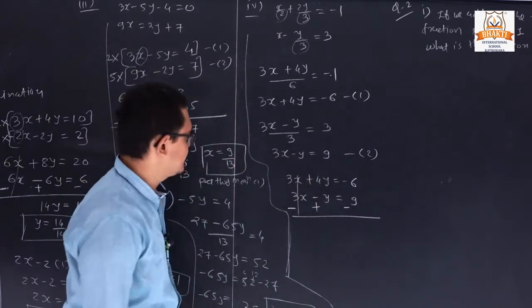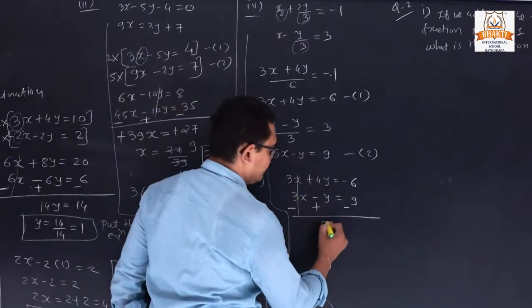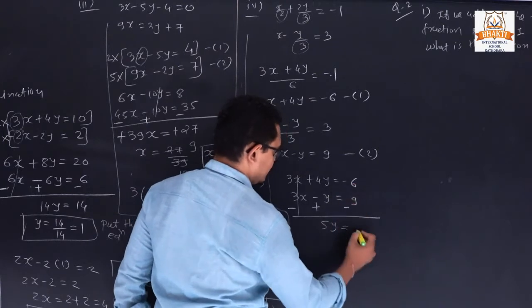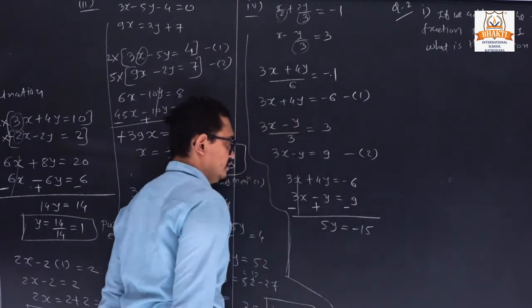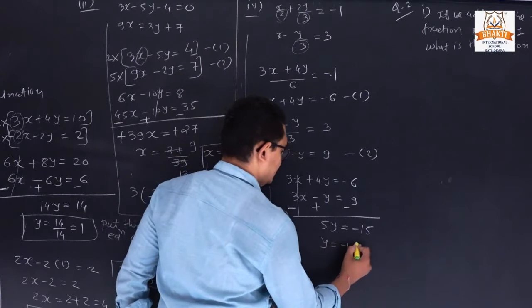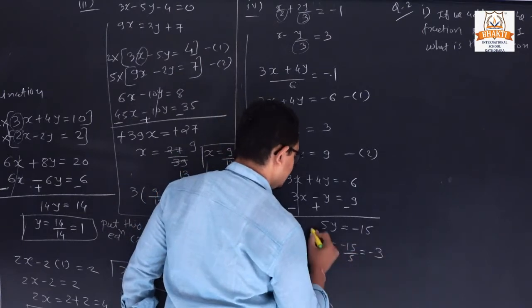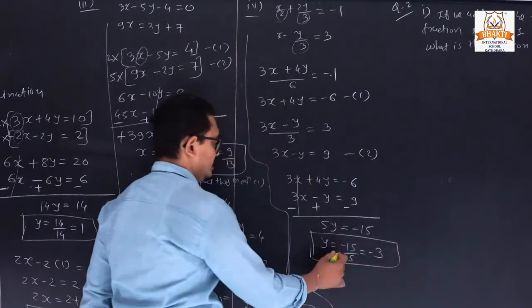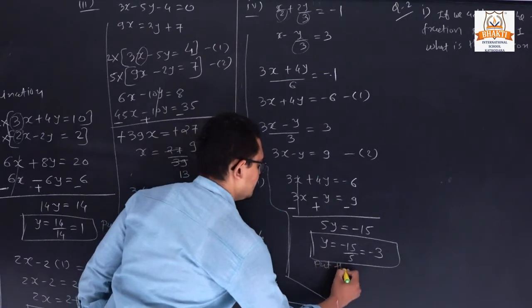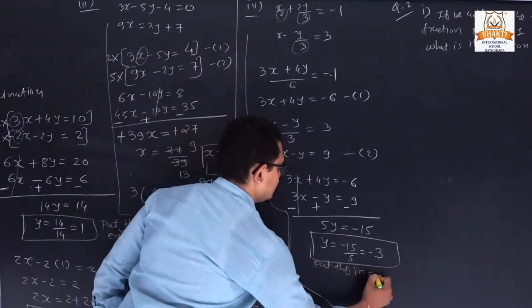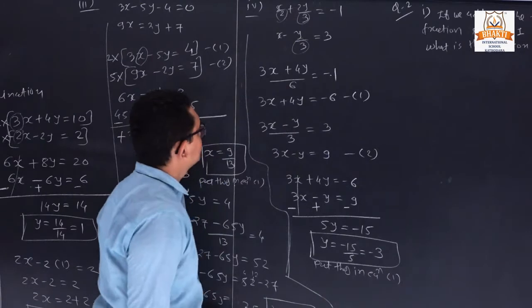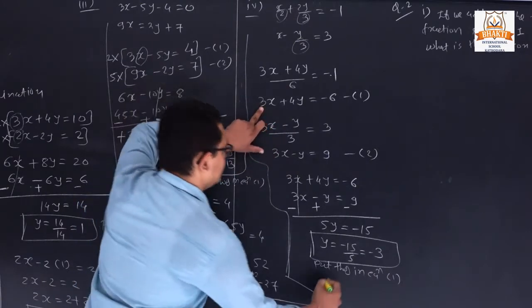3x minus 3x cancels, plus, so it is 5y, minus plus, so minus 15. So y is equal to minus 15 by 5, so minus 3. Now put this value in equation 1. So here it is our equation 1.